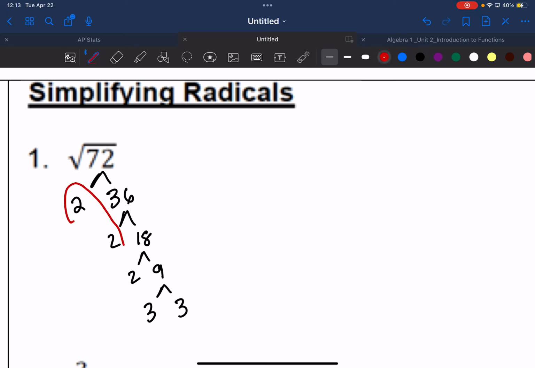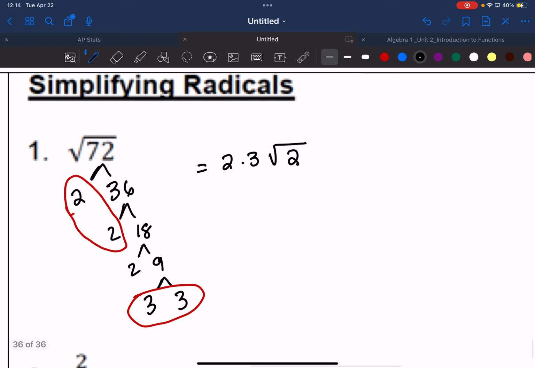So I have a pair of 2's here and then a pair of 3's here. From here, what am I going to do with those pairs? Multiply them and put them where? Outside or inside? Outside. So this is 2 times 3, square root of 2, because whatever doesn't have a pair stays inside the radical. So this is equal to 6 square roots of 2.